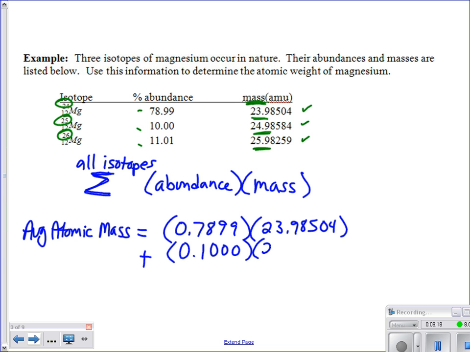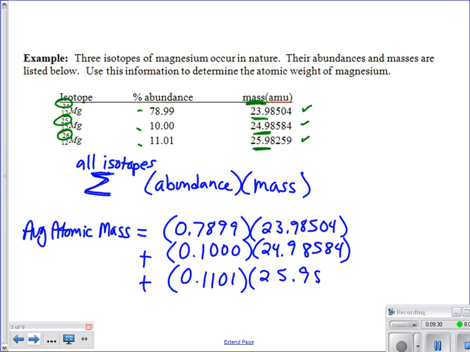0.1000 times 24.98584. And then again, I'm going to add that to 0.1101 times 25.98259. Now, before you ever even plug anything into your calculator, hopefully you can look at this and say, all right, this is a weighted average. So you would expect it to be a number somewhere between this number and this number. It wouldn't make sense if you came up with a number like 60. It would be somewhere between that 23.9 and 25.9.